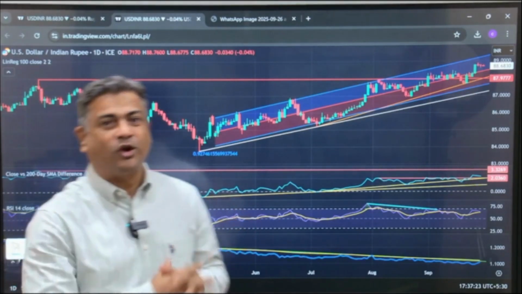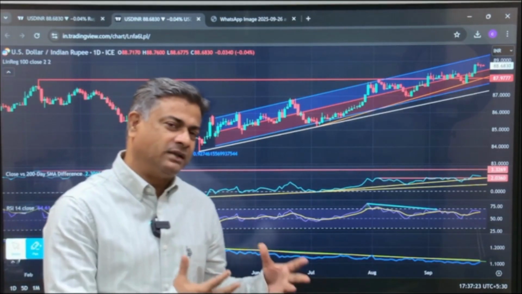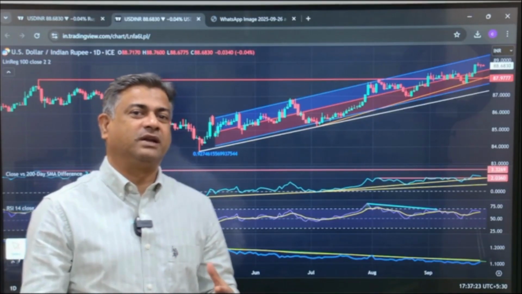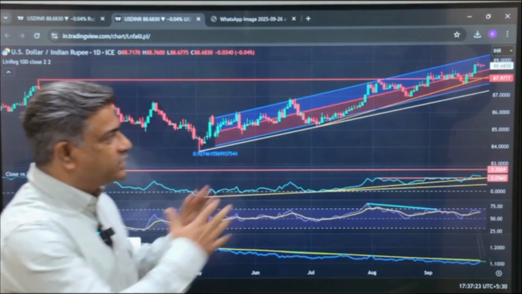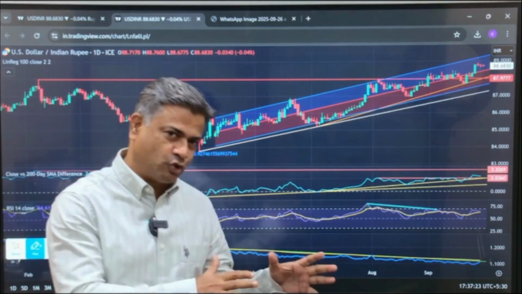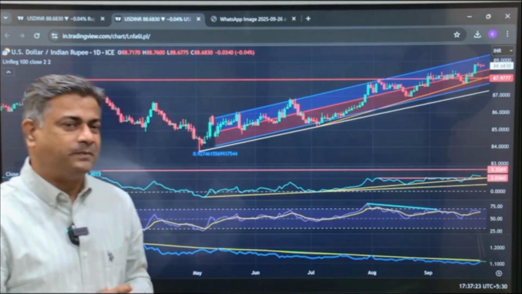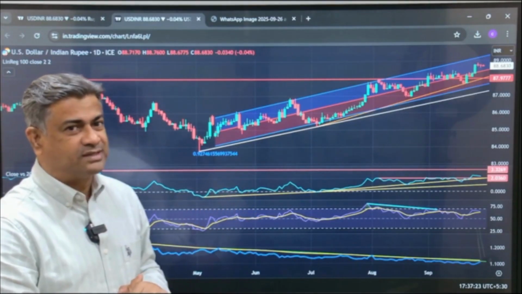So let's have a look at how the rupee has been weakening, and we look at another chart and some hedging ideas as to how do I hedge my risk in such a volatile time. Okay, so let's look at the dollar INR chart. This is the 24-hour dollar INR offshore chart. It runs 24 hours, so there will not be any price gaps. So let's look at this chart and try to evaluate what the trend is.